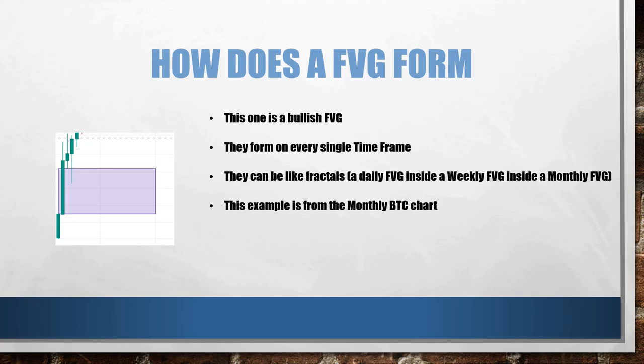It's important to know that FVGs happen on every single chart and every single time frame, and they are like fractals. So inside of this monthly fair value gap you could have a couple of weekly fair value gaps, maybe 4 daily fair value gaps, or maybe just one big weekly. So it's always important, once you spot one fair value gap on the monthly, to go down to the weekly and to the daily.